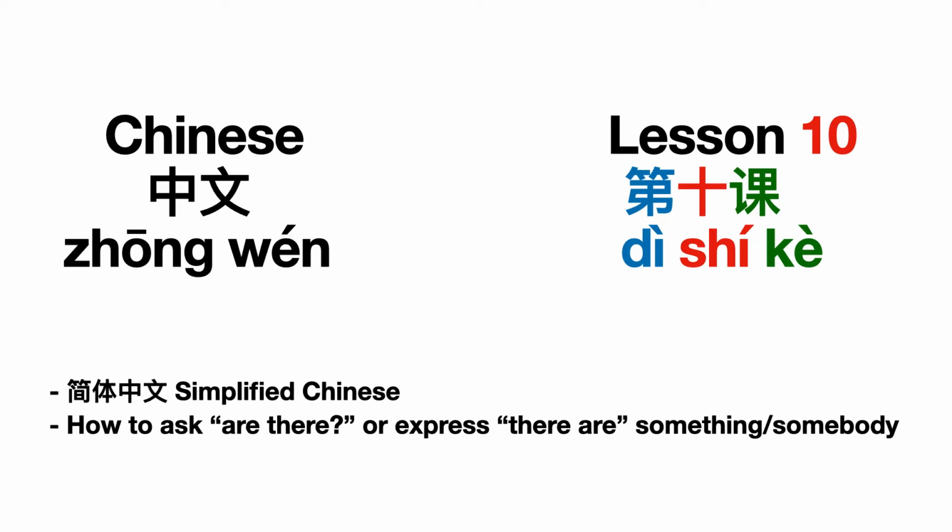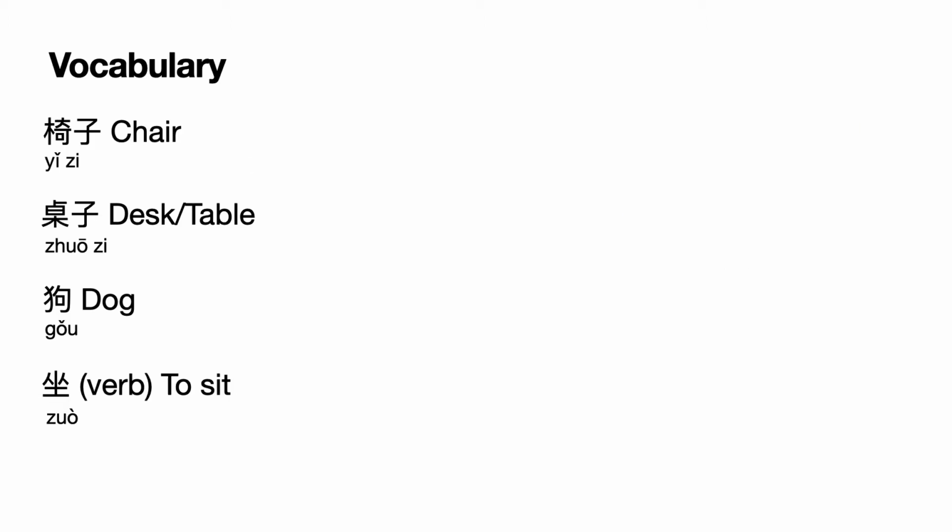In this video, we are going to use simplified Chinese. And we are going to learn how to ask, are there, or express, they are something or somebody. Let's start with some vocabularies.